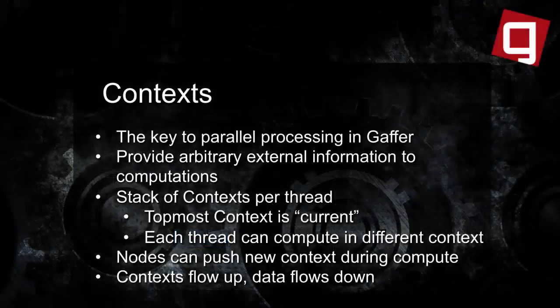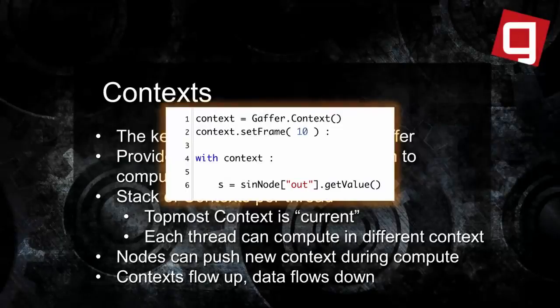So I said that contexts are quite an important part of this framework, and they're actually the key to doing multi-threading in Gaffer. The way this works is they provide external information to the graph computation. So the graph's actually a static entity, it can't change over time by itself. But the context provides varying information from the outside that allows that. So we can compute the same node in different contexts.